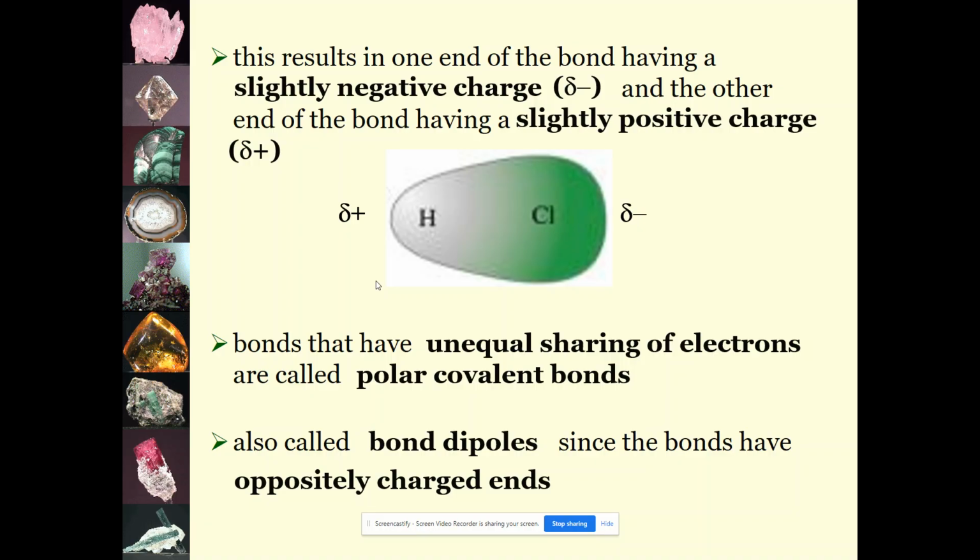Thank you. So as I mentioned, this just explains the polar bond. When you have two atoms pulling on the electrons unequally, you have to look up the electronegativity of the elements. Hydrogen is 2.2, chlorine is 3.2. So the electron cloud gets pulled towards the chlorine, making the chlorine end have a slight negative end, and the other end being slight positive. This unequal sharing of electrons is what we call polar covalent bonds. Sometimes they're also called bond dipoles because the bonds have oppositely charged ends.